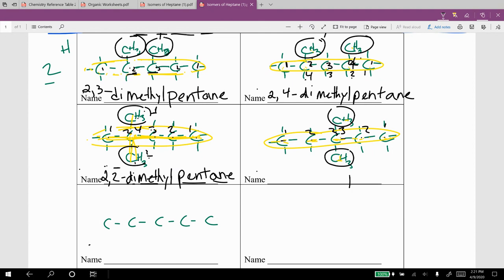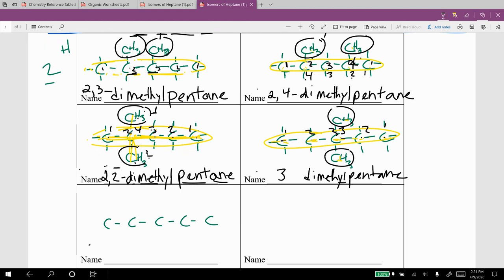So I have again a 5 carbon chain, pentane, connected by single bonds. I have 2 methyl, 2 1-carbon branches. The YL means branch. And now they are on carbon number 3.